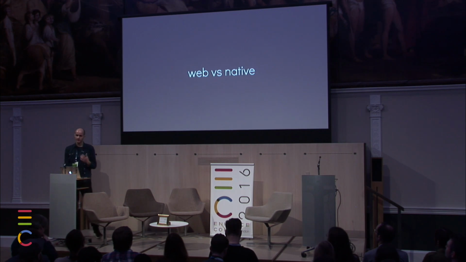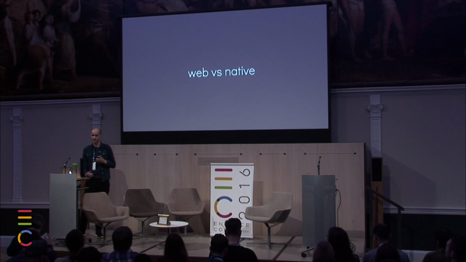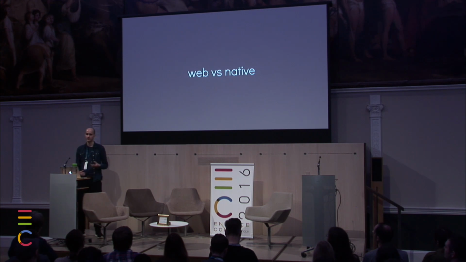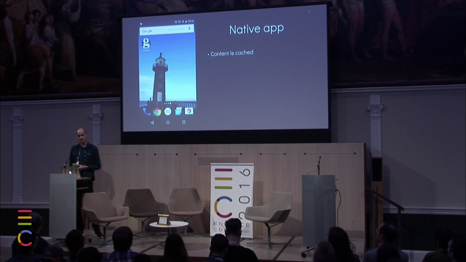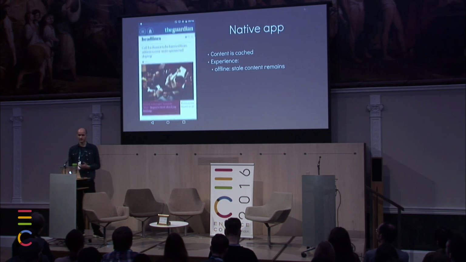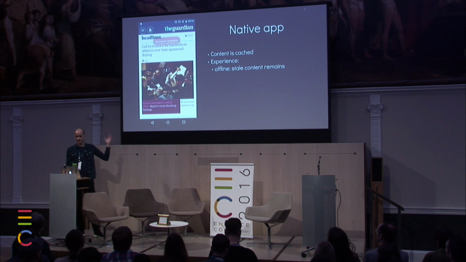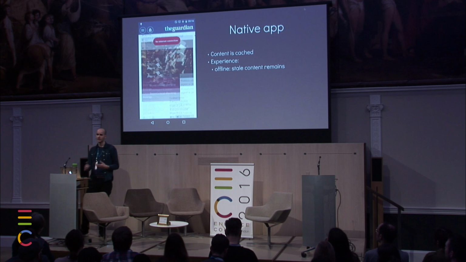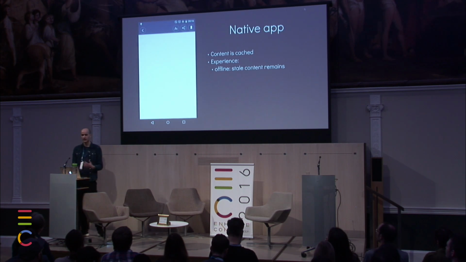I'm going to start by comparing web and native and how these different platforms perform when you have bad network. When you open a native app, the content is cached. So the next time you visit and you're offline, you'll get the stale content, just like the Guardian app you see here. You can actually go into the articles, you can read them, even though you're offline.